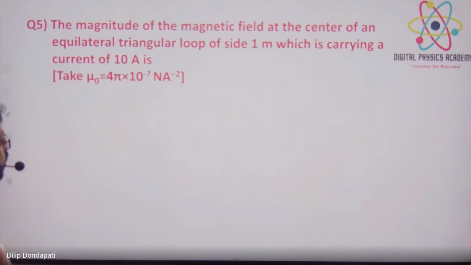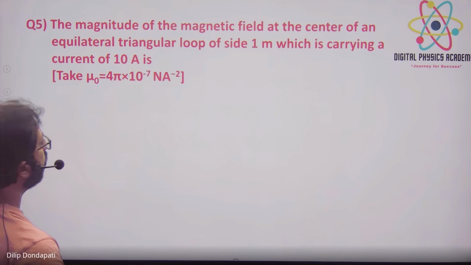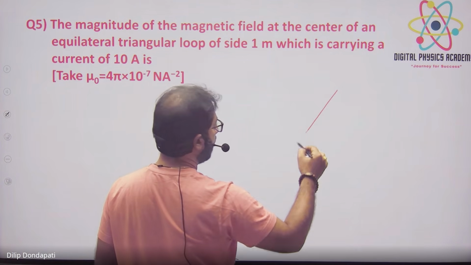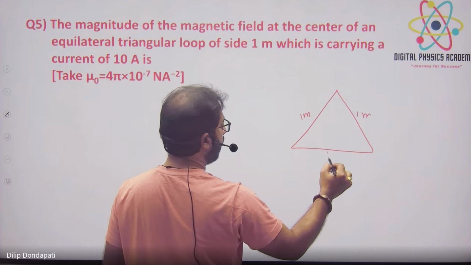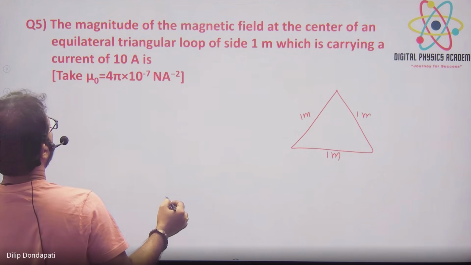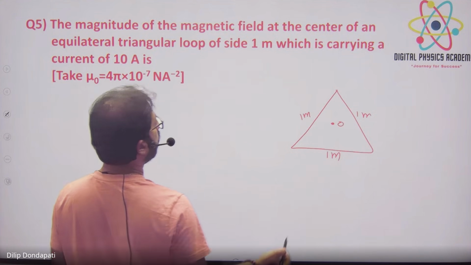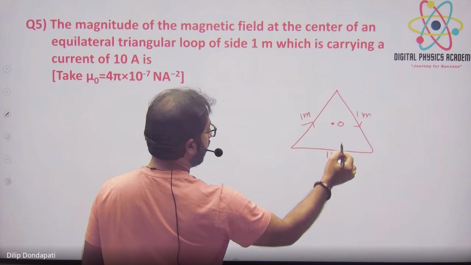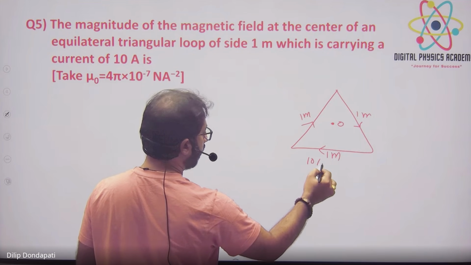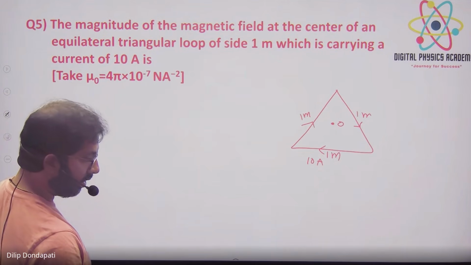Hello. This is a JEE question. Magnitude of magnetic field at the center of an equilateral triangle loop of side 1 meter. So the side is 1 meter. This is the equilateral triangle. I want to find the magnetic field at this center point, which is carrying a current of 10 amperes. Here 3 conductors are there. Try and let's see.